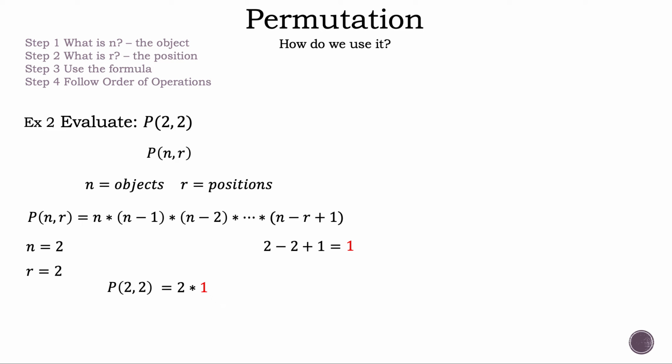We use 2 because of the number on the left in 2 permutations of 2. And we have 2 slots because of the number on the right in 2 permutations of 2. And 2 times 1 is 2. So we have 2 outcomes.